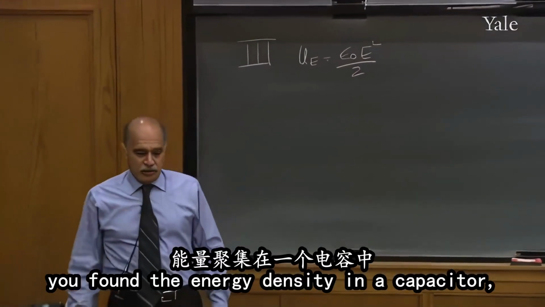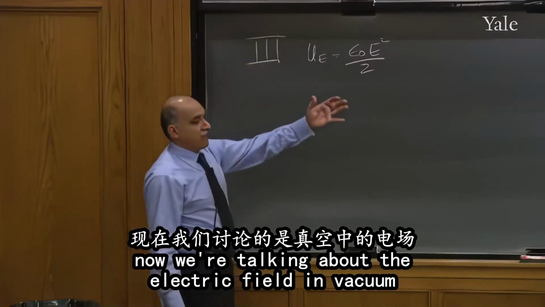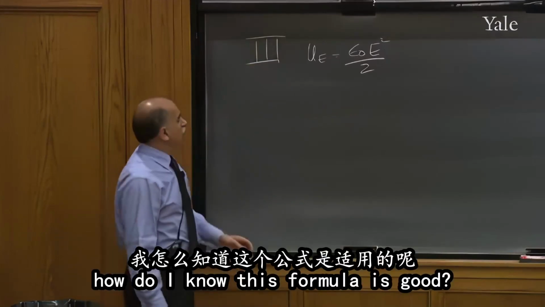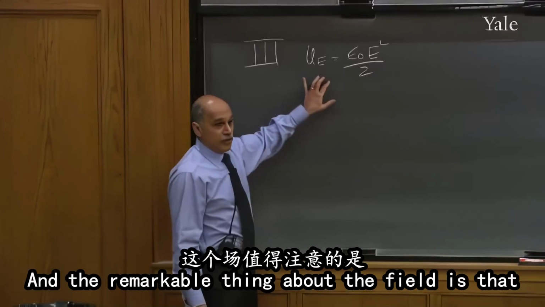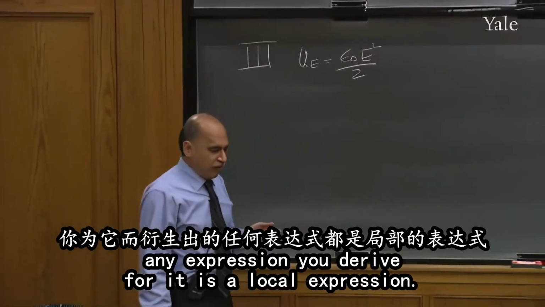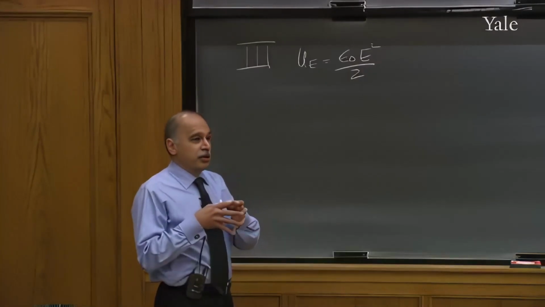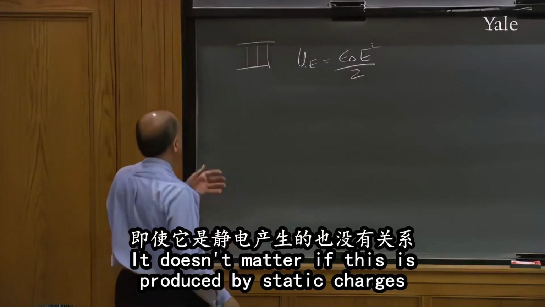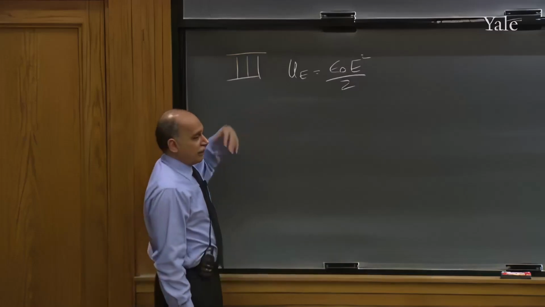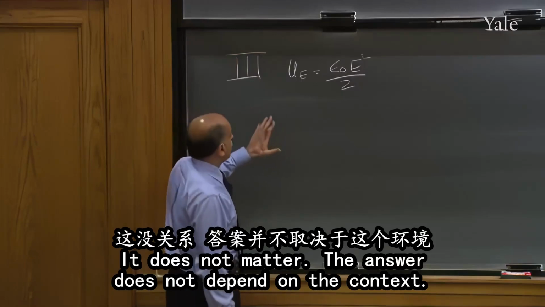Now you may ask, you found the energy density in a capacitor, but now we're talking about the electric field in vacuum traveling from some radio station. How do I know this formula is good? The remarkable thing about the field is that any expression you derive for it is a local expression. It only cares about what the field is at this point. It doesn't care what the origin is. It doesn't matter if this is produced by static charges, or an electric field produced by a changing magnetic field. The answer does not depend on the context.